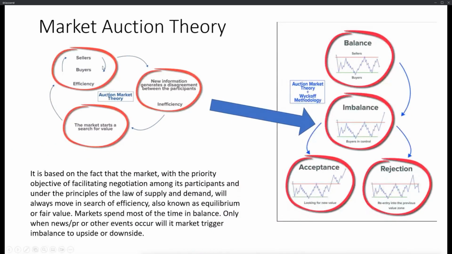So when you think about it here, you have the sellers and buyers, and when they're in efficiency, that means they're in balance, which is represented here on the right. So you're basically trading in a range. Then a new piece of information will come up, and it causes an imbalance in efficiency, right? Whenever you have an imbalance, that means you're leaving the area where you were previously happy trading. And then you have two things happening: the new balance that was created and the new value area found is either going to be accepted or rejected.